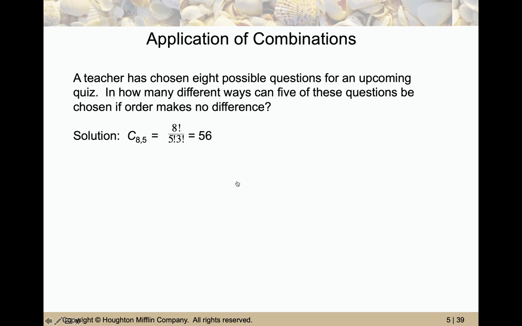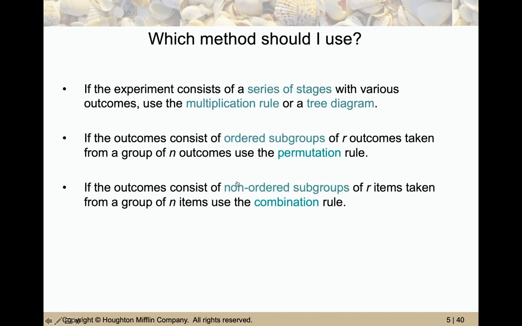So if we asked, a teacher has chosen 8 possible questions for an upcoming quiz, how many ways can 5 of these questions be chosen if order makes no difference? Okay, so we don't care which one's number 1 and which one's number 2. We're going to consider all the quizzes that have the same 5 questions as equivalent. So that would be 8 factorial over 5 factorial times 3 factorial, and so that would be 56.